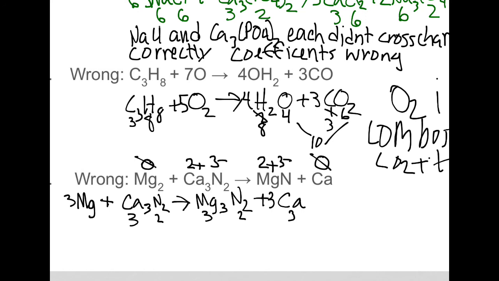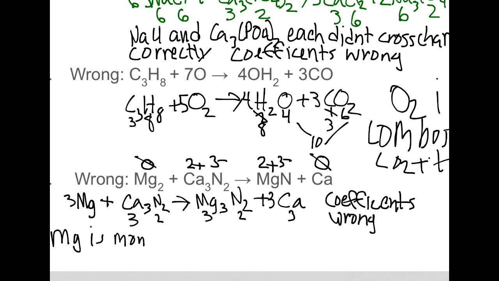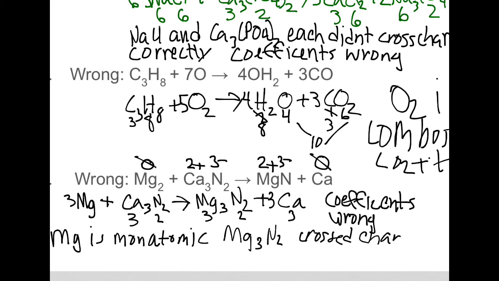So looking back at what was wrong with this, coefficients wrong. It's always going to be the case. Almost always going to be the case, but that's why I want you to identify it. Let's see. Mg is monatomic. Monatomic. And what else was wrong? It was Mg and 3, or Mg3 and 2 had crossed charges wrong.